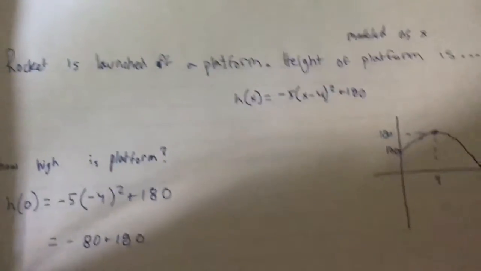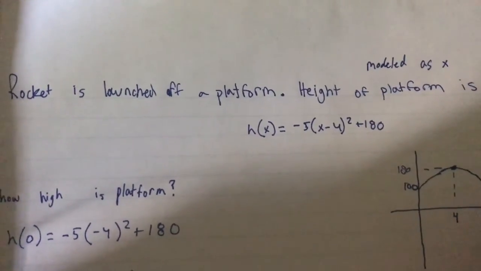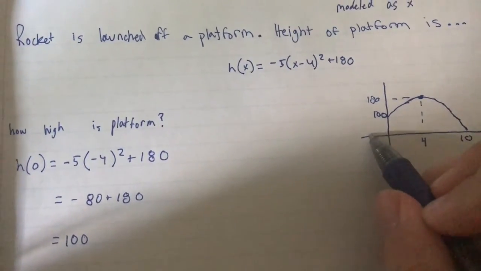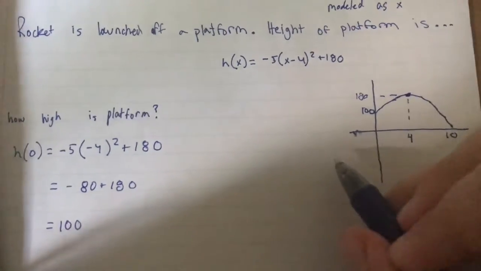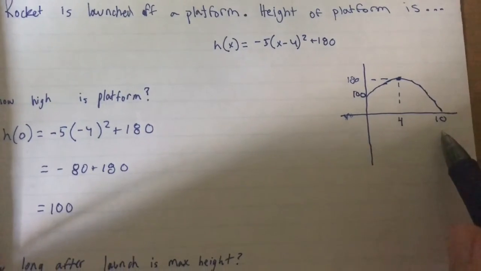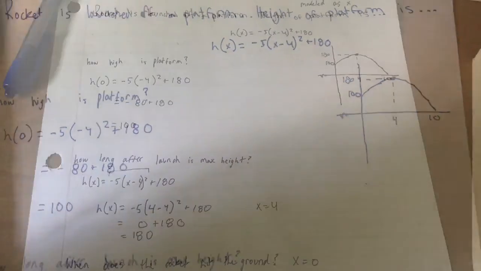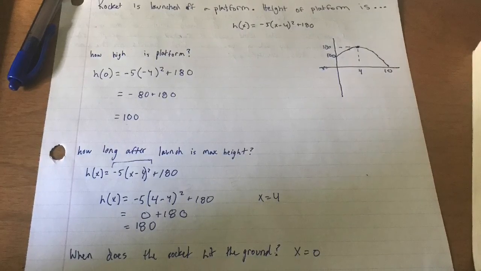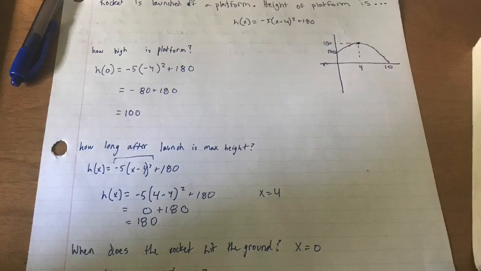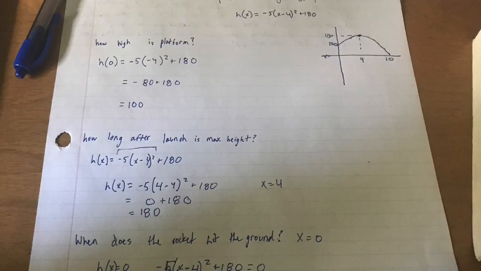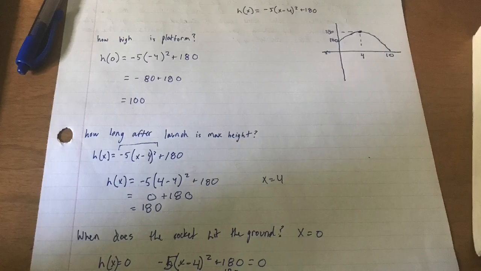The only answer that would make sense for this question would be x equals 10, because we cannot have the rocket land at negative 2 over here, because it cannot go backwards. So the answer we use for when the rocket lands would be 10 seconds after. In this video, we found the height of the platform, how long it took for the rocket to reach max height, and when the rocket hit the ground, all by using the vertex form of the quadratic equation and modeling it on a parabola.